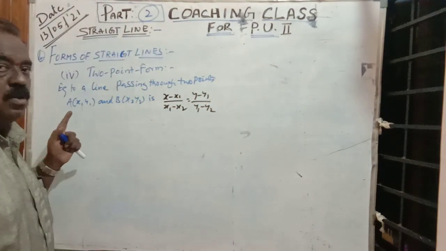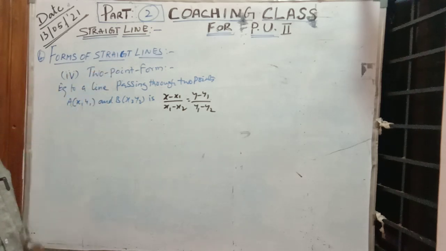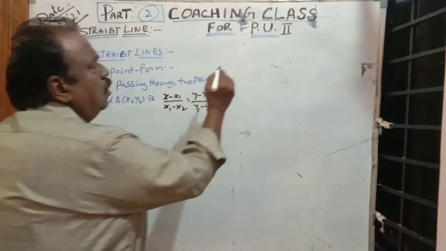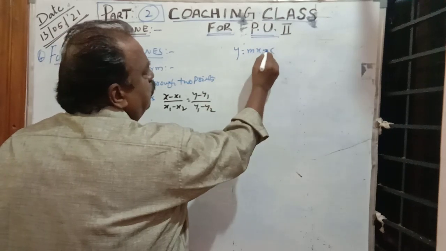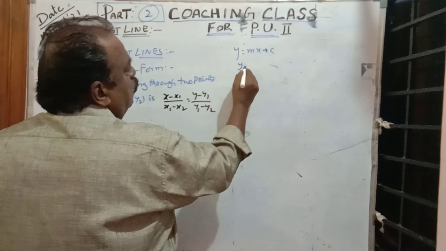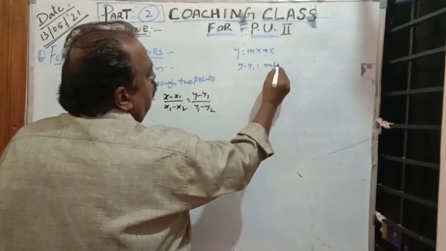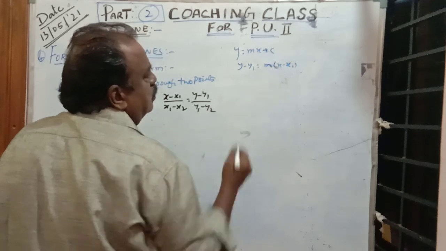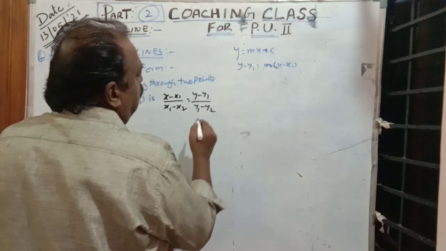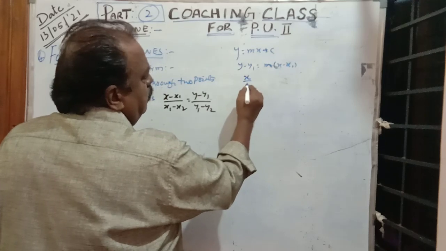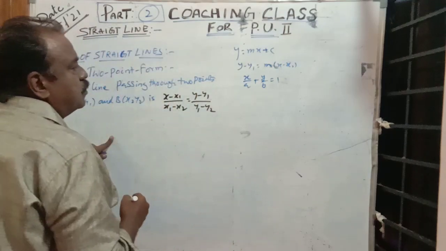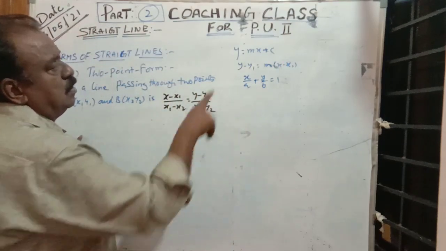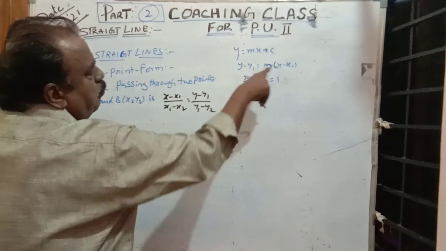In the synopsis, the fourth item is the forms of straight lines. Already we discussed y is equal to mx plus c, the slope intercept form, and y minus y1 is equal to m of x minus x1, the point slope form. Now it is the intercept form: x by a plus y by b is equal to 1, where there are intercepts.